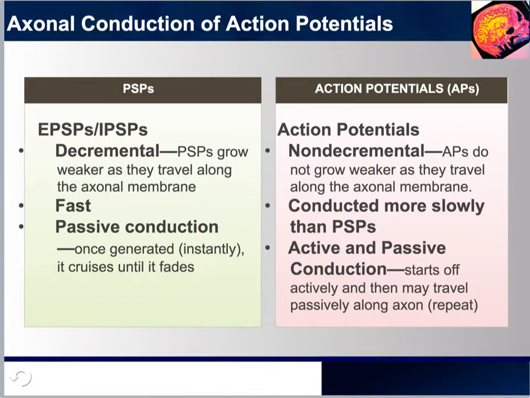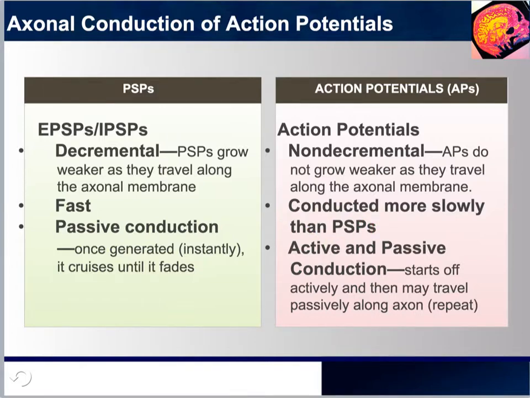Where we do not have myelination, such as nodes of Ranvier, we decrease that speed. And so that's where with action potentials we have active and passive conductions. We also know that PSPs are fast, whereas action potentials are conducted more slowly than PSPs.